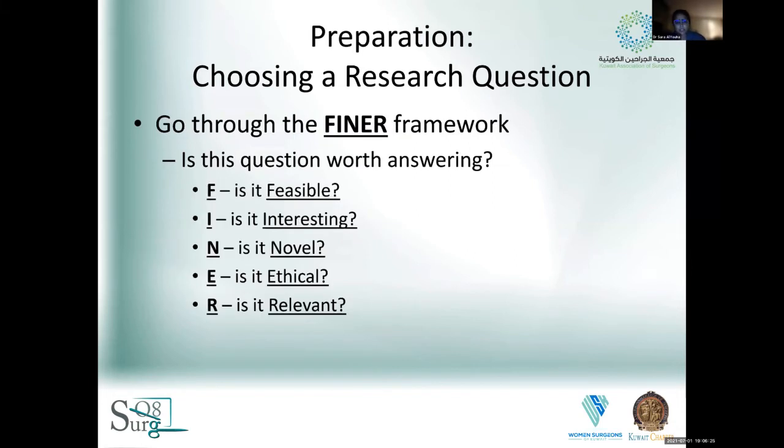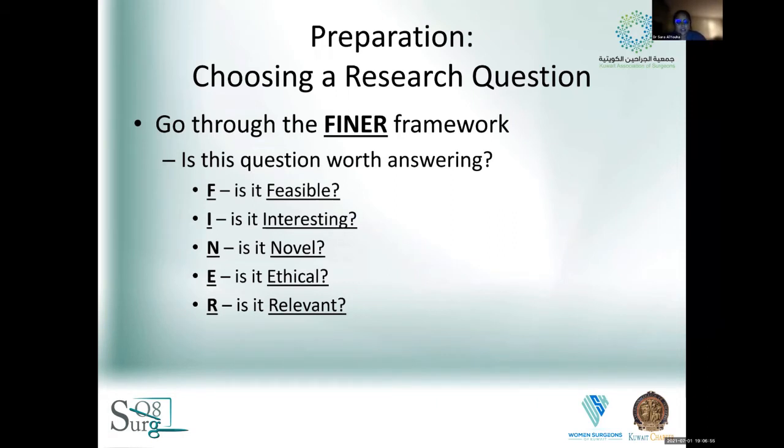And when you choose a research question, I would suggest that you go through this framework, which is called the FINER framework, to determine whether this question is even worth answering. F is it feasible? For example, does this need a big RCT that requires $3 million of funding? Am I able to get that? If not, then it might not be worth you pursuing. It might be for someone else.